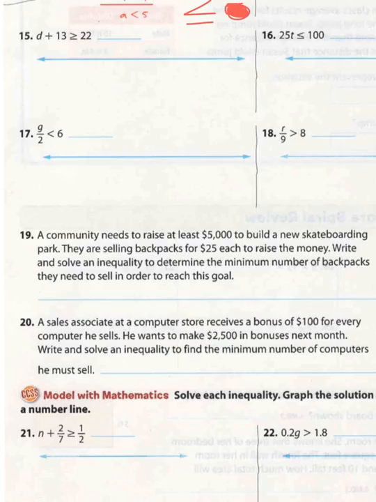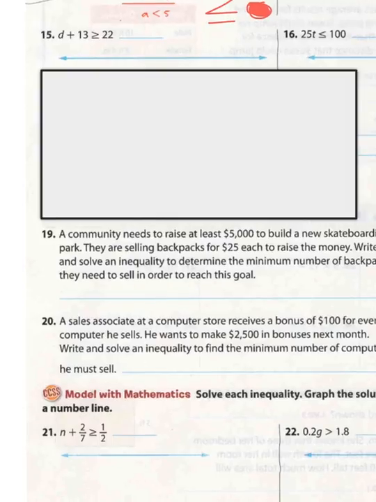Alright, number 19 says a community needs to raise at least $5,000 to build a new skateboarding park. They're selling backpacks for $25 each to raise the money. Write and solve an inequality to determine the minimum number of backpacks they need to sell in order to reach this goal. So first we have to look at some key information here. I'm going to get my highlighter. It says they need to raise at least $5,000, right? So that's the minimum they need to raise. And we know that each backpack is going to cost $25.